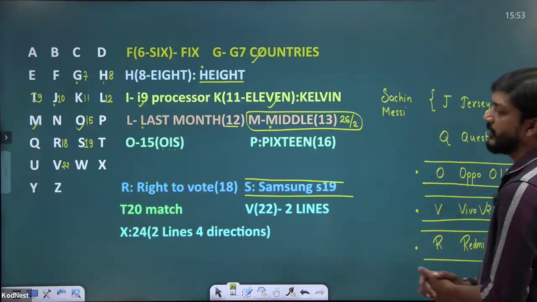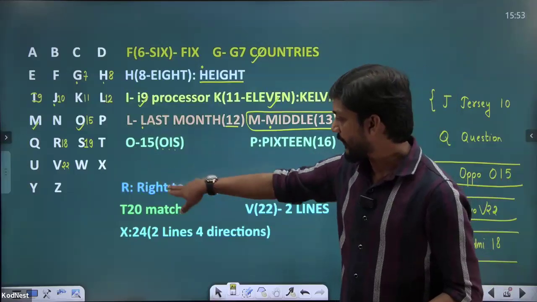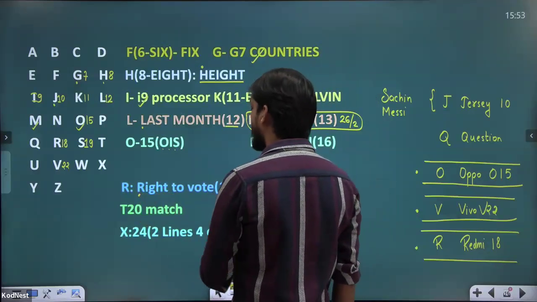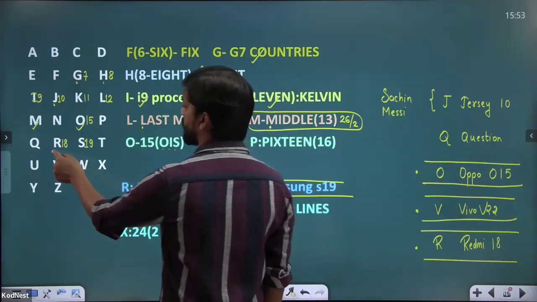Redmi 18. For R, we have one more way to memorize, that is right to vote. So R for right, and right to vote age is 18. So this is one more way.